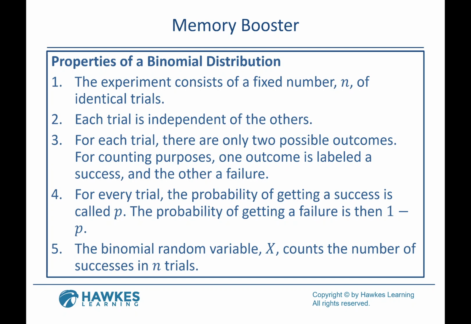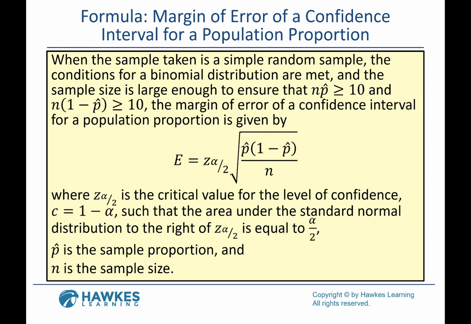Again, remember, we need two pieces of information to make a confidence interval. We need a point estimate, which we just dealt with, the sample proportion. And we need a margin of error. So that's what we're looking at next, right here. It looks a little ugly because it's got a square root, but it's not bad.